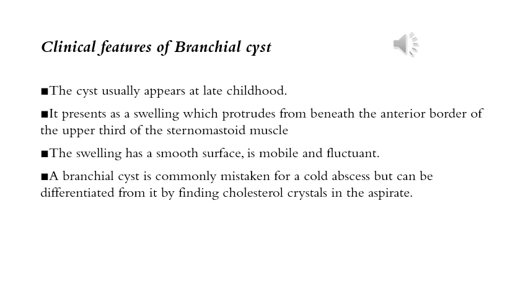Clinical features of branchial cyst. Usually the cyst appears in late childhood. It presents as a swelling near the anterior border of the upper third of the sternocleidomastoid. The swelling is smooth, fluctuant, mobile, and has a well-defined edge.